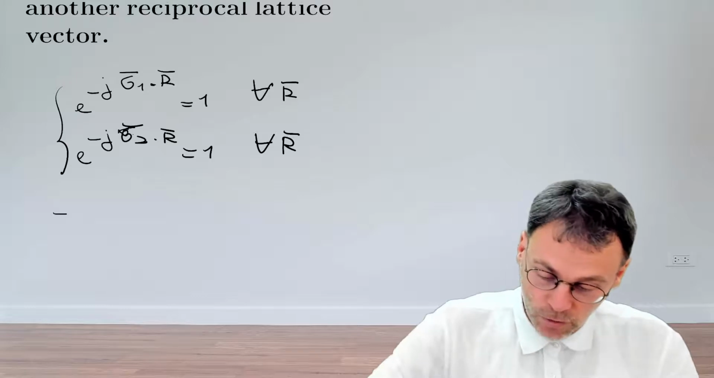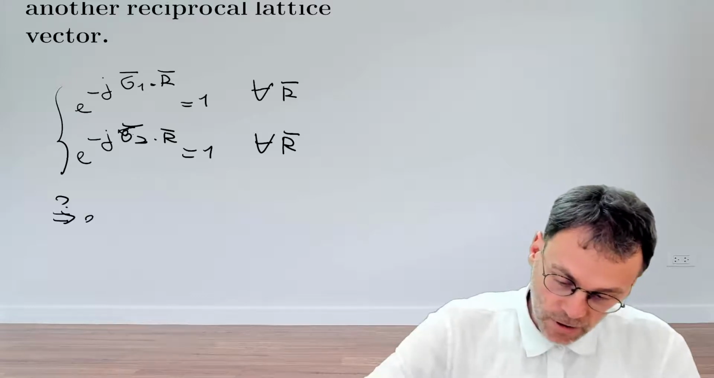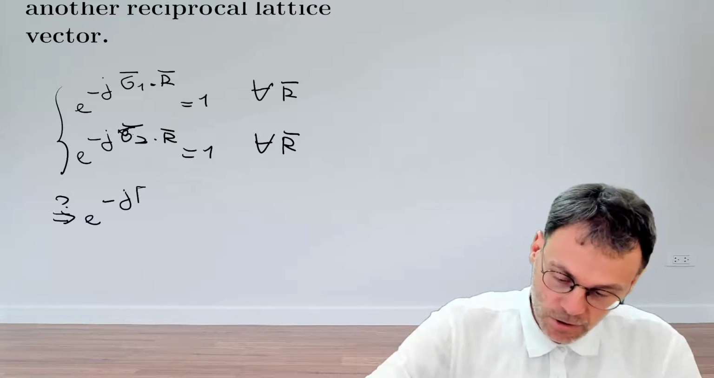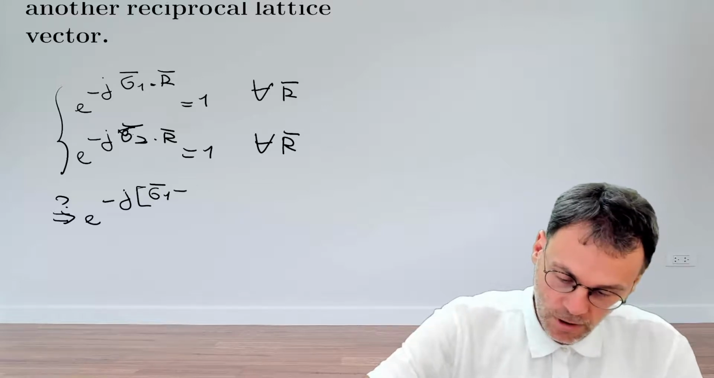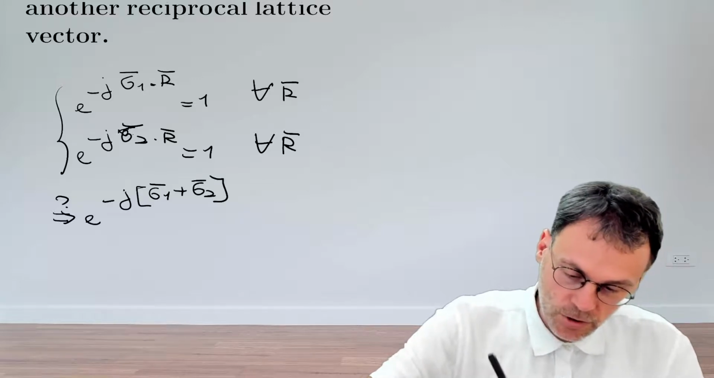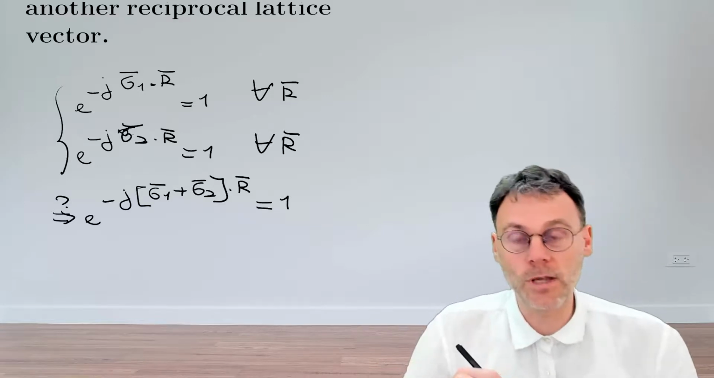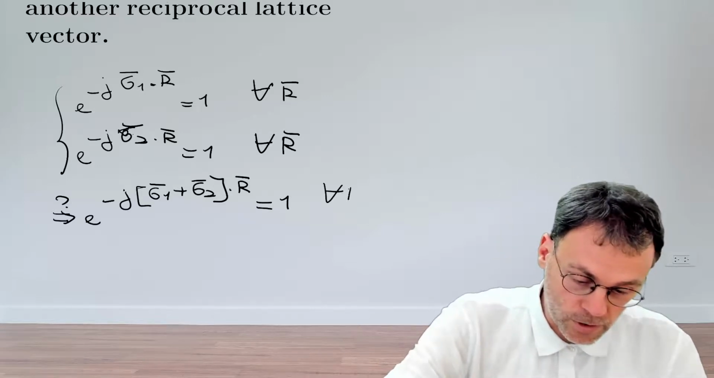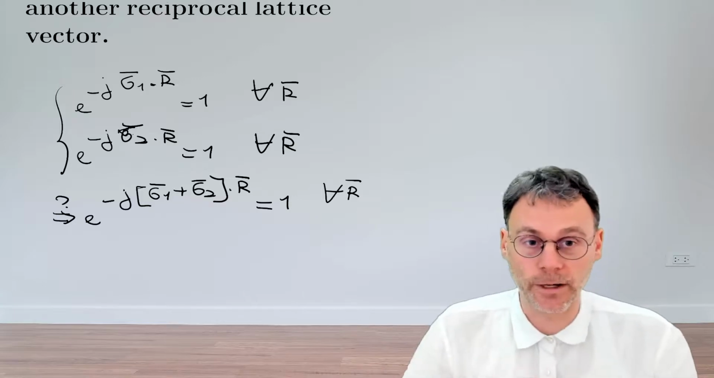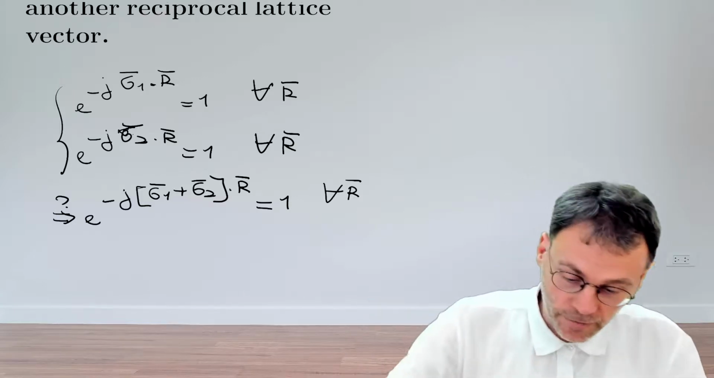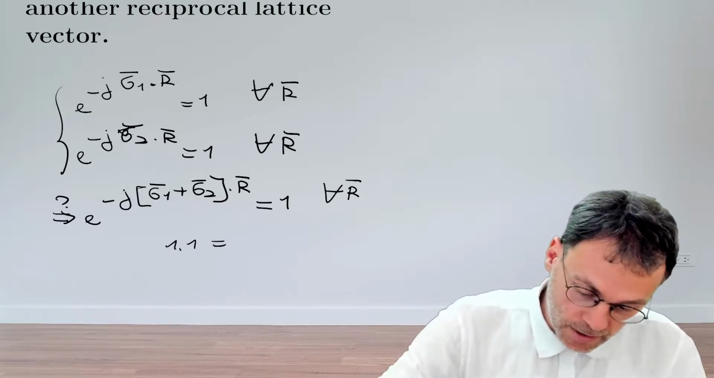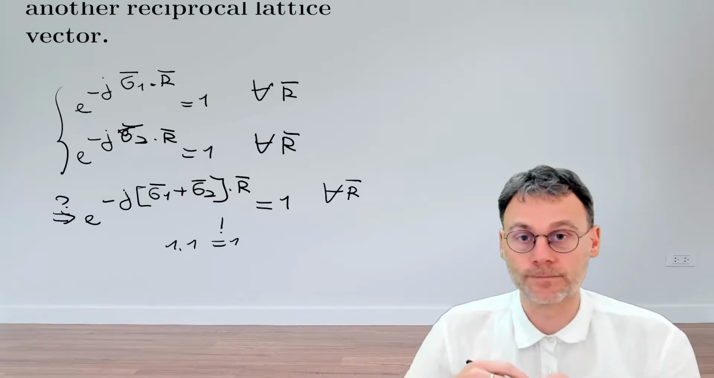And then what we now need to prove is that if you have a new lattice vector, which is just the sum of these previous two, so G1 plus G2, then in that particular case, that should also be equal to 1, again, for all possible lattice vectors in real space that you pick. Pretty trivial. 1 times 1 is indeed equal to 1.